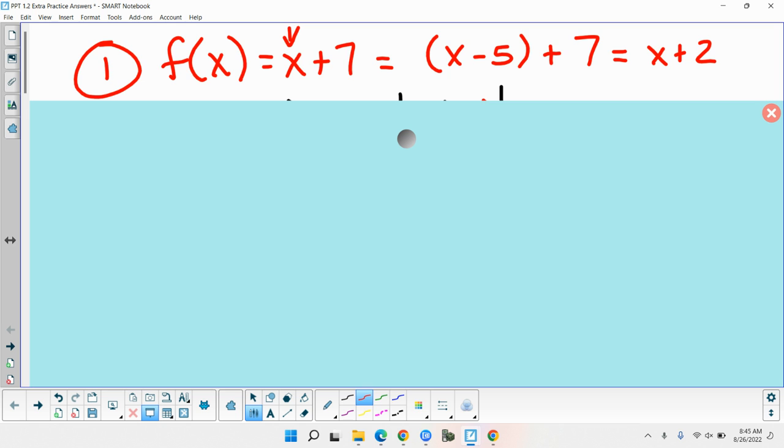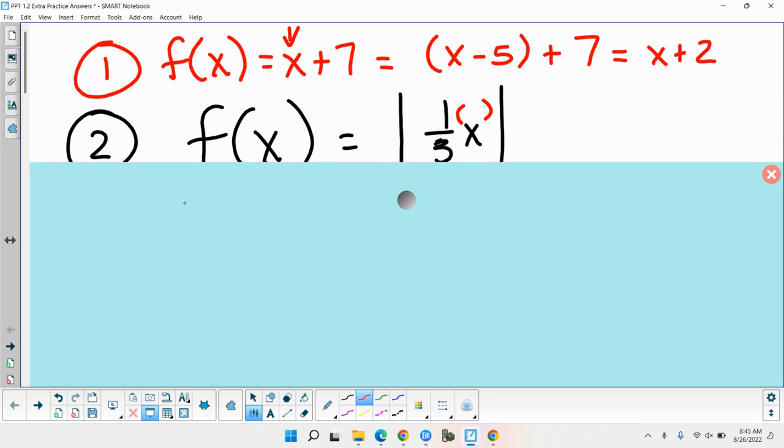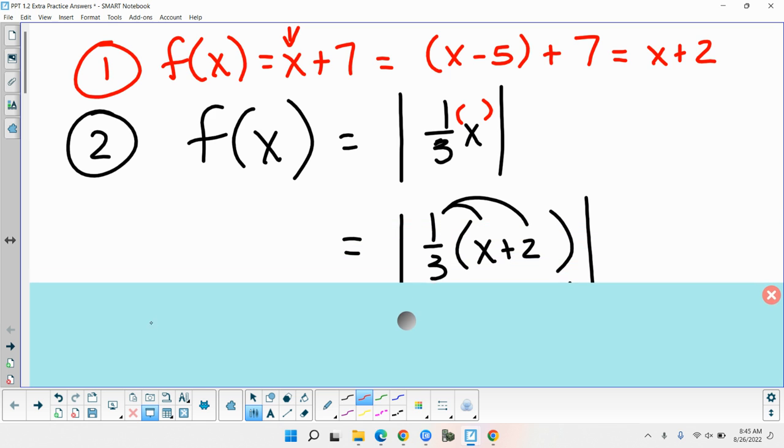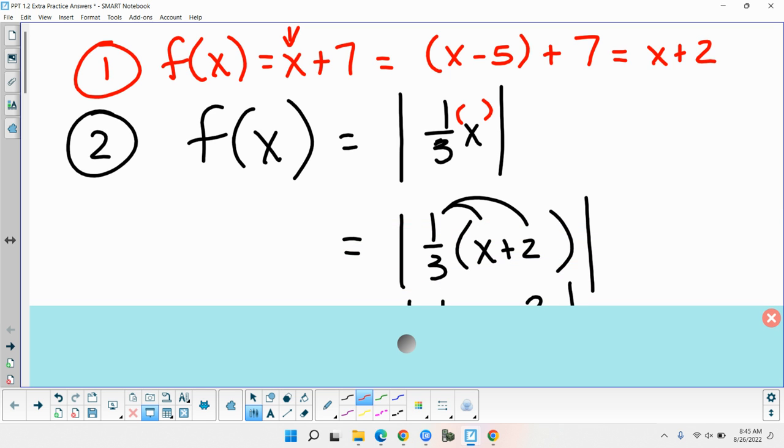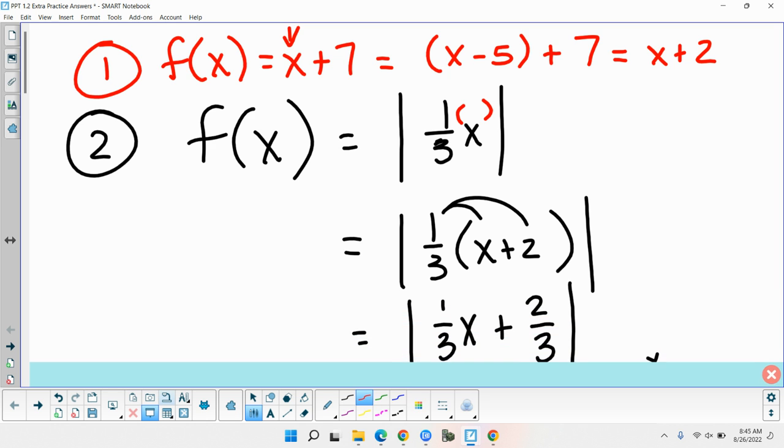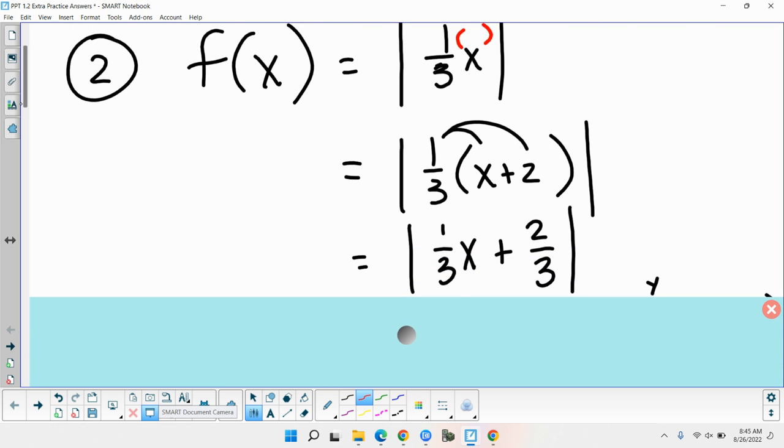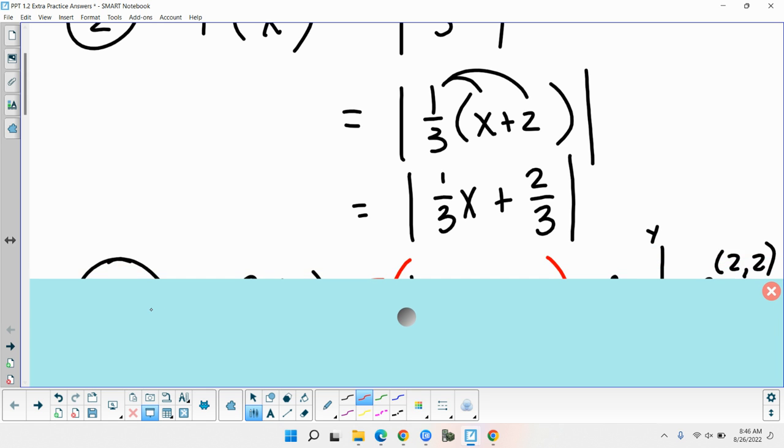All right, number 2, translation, 2 units left. So I'm putting it in for the x. So 2 units left is x plus 2. I can distribute the 1/3. It's just if there was anything out front of my absolute value sign, then I don't distribute. I just leave it out there. Okay? So I distributed the 1/3. I got the absolute value of 1/3 x plus 2/3. Okay? So the first two are right and left.